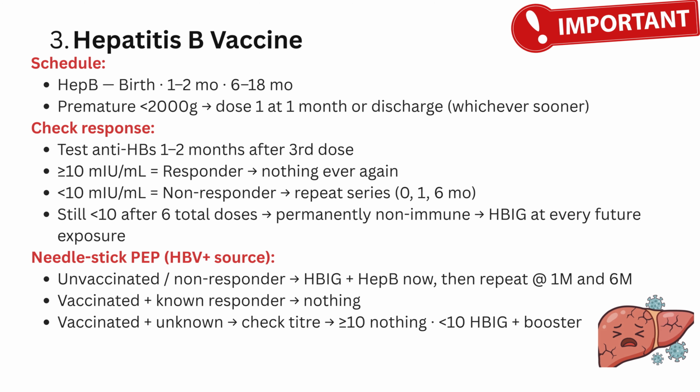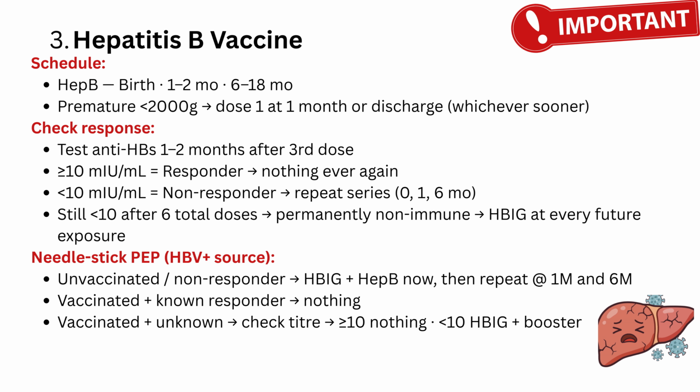Now let's talk about hepatitis B vaccination and post-exposure management in a simple and practical way. The routine hepatitis B vaccine schedule in infants is given in 3 doses. The first dose is at birth, the second dose is at 1 to 2 months of age, and the third dose is at 6 to 18 months of age. In premature infants who weigh less than 2,000 grams, the first dose is delayed until 1 month of age or until hospital discharge, whichever comes first.